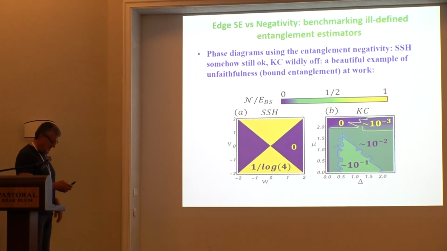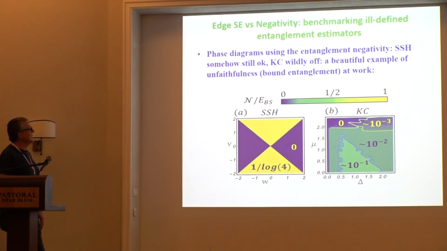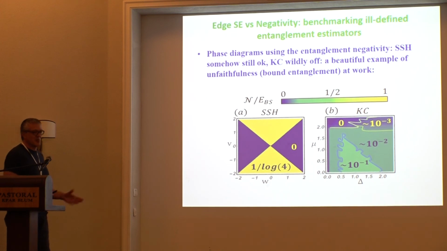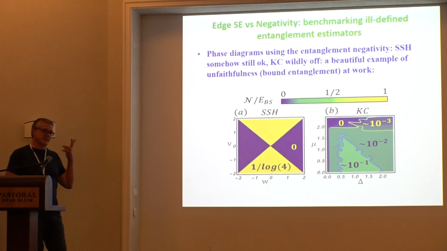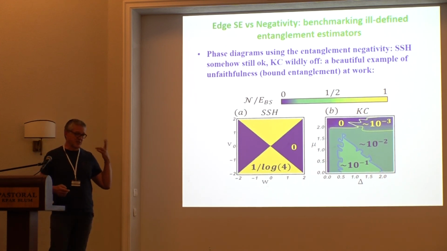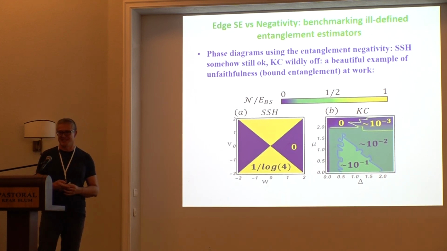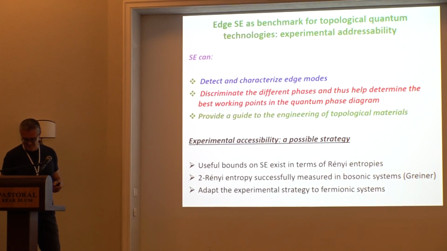And this is a beautiful example of an unfaithful measure of entanglement at work. It tells you that the entanglement is zero when it's not zero at all. And there is nothing wrong in it, in principle, because the negativity being zero is only a sufficient condition, it's not necessary. We know the negativity is unfaithful.